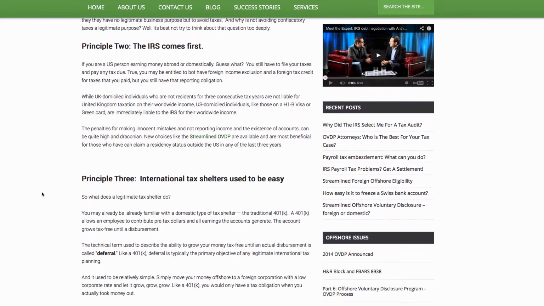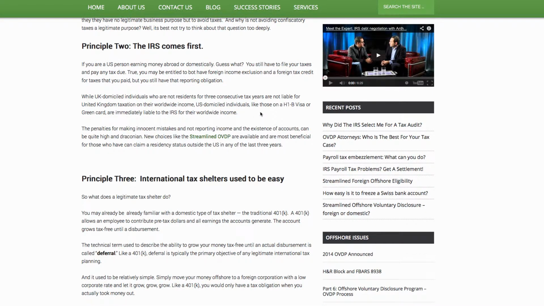And here's the other principle, and this is something I always talk about with a lot of our clients, just sort of the basic unfairness of how the IRS works. The IRS wants to come first, and just because one country does one thing one way, don't expect the same treatment back from the IRS, okay? Here's the example. Let's just say that if you are a U.S. expatriate working in the UK, and if you're not a resident there for 3 consecutive tax years, you're not liable to the United Kingdom for your worldwide income.